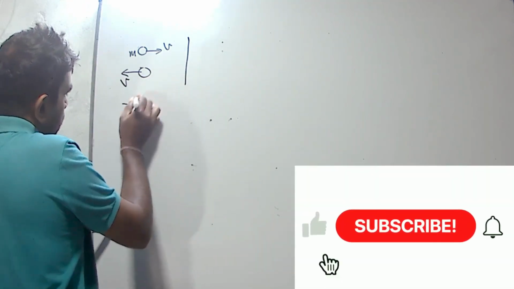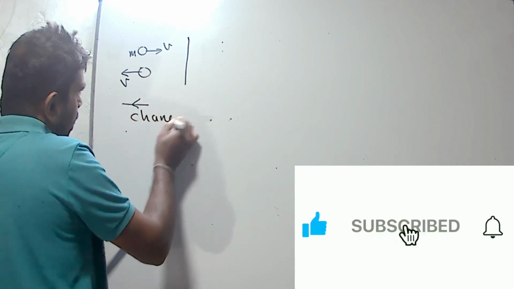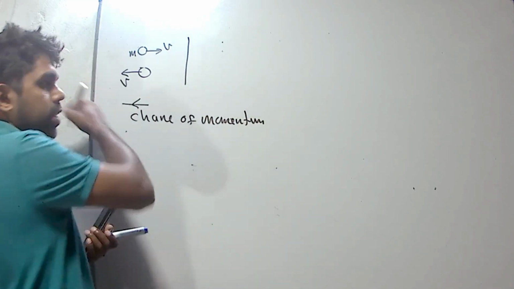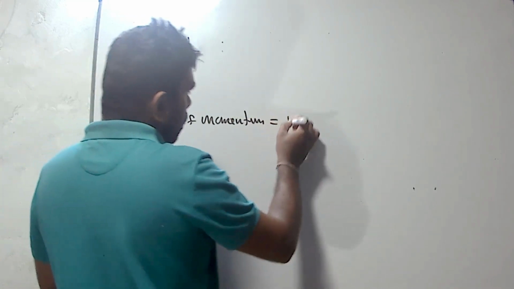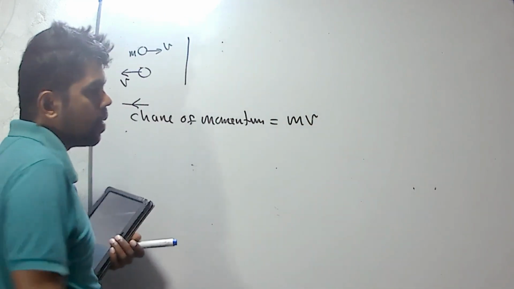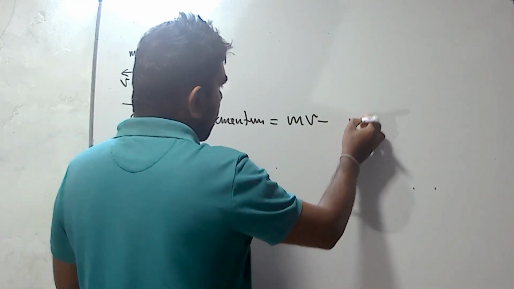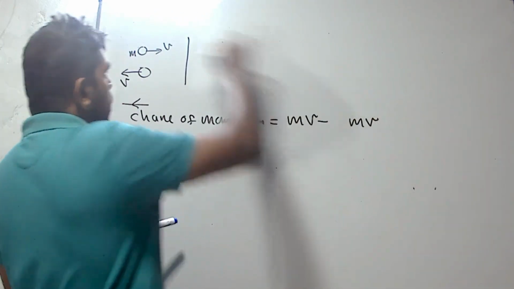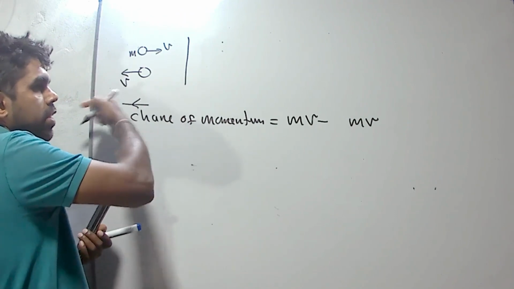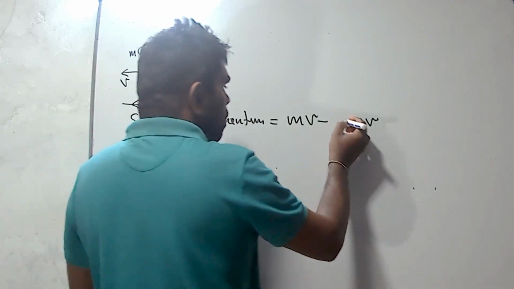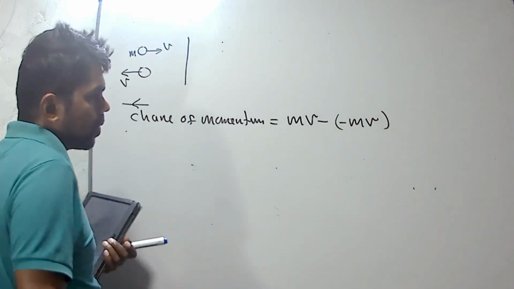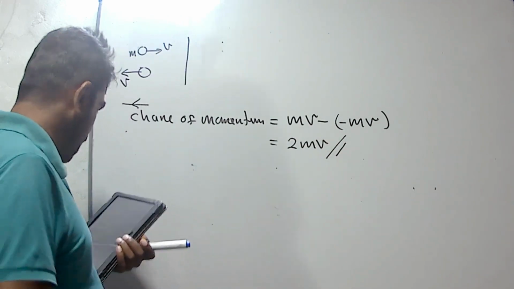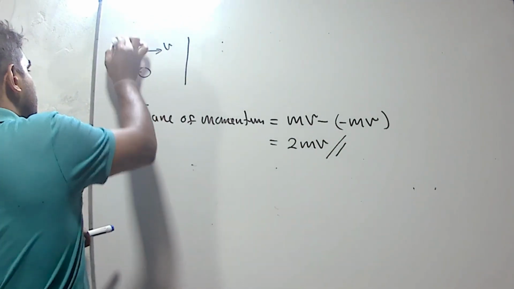Then I will get the change of momentum in this direction. It should be final momentum minus initial momentum. But the initial momentum is in the opposite direction. We have considered this direction as plus. Therefore, it should be minus minus mv. Then we can simplify it and obtain 2mv as the change of momentum.